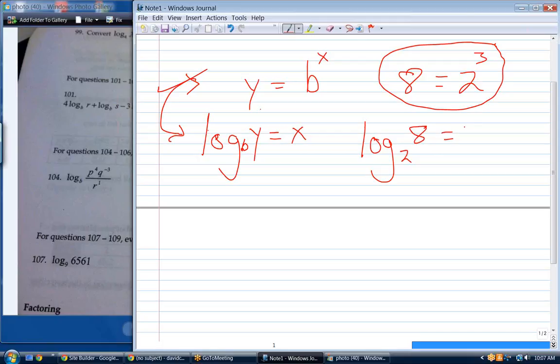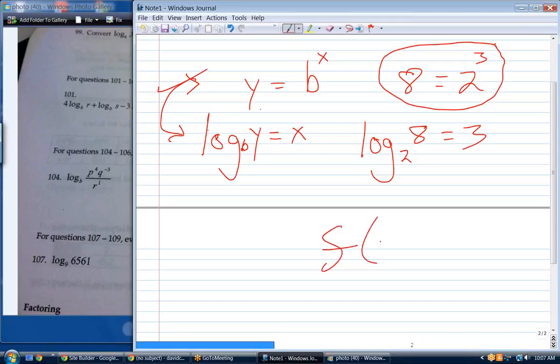Equals 3. Now, the way this is verbalized, at least the way I do it, your teacher may do it differently: 8 is the argument, 2 is the base, and 3 is the exponent. So I would say this is log base 2 of 8 equals 3. It's definitely not log times 8. It's more like a function. If I say f of x, that means a function of x. It doesn't mean f times x.